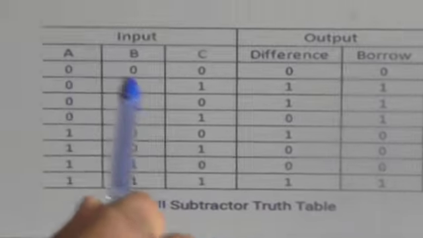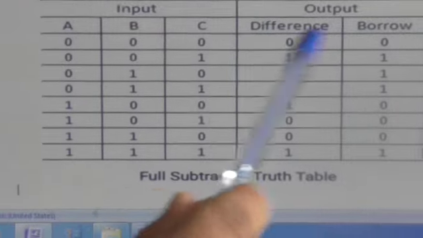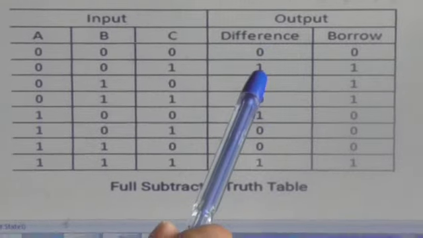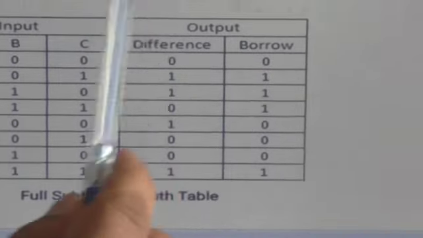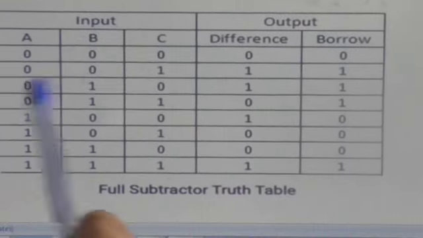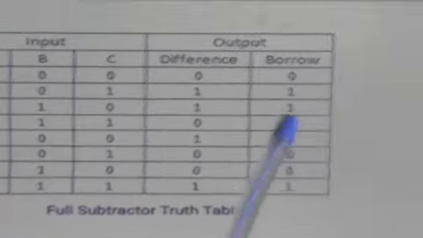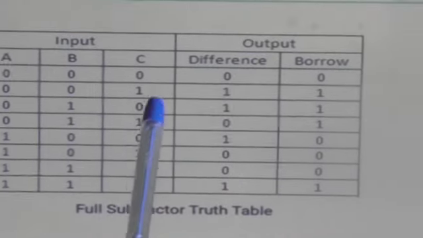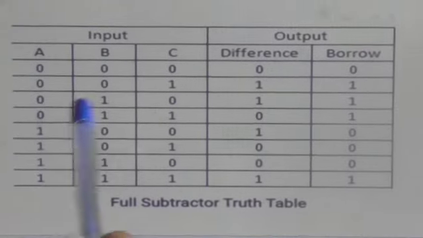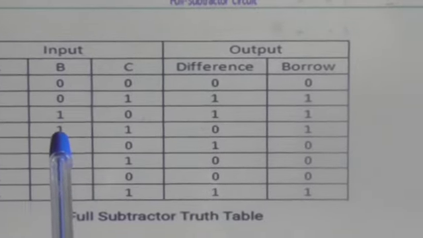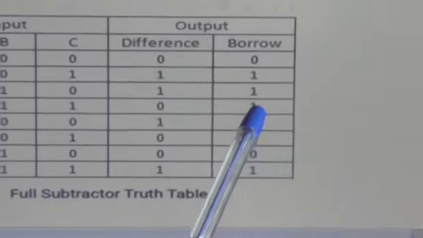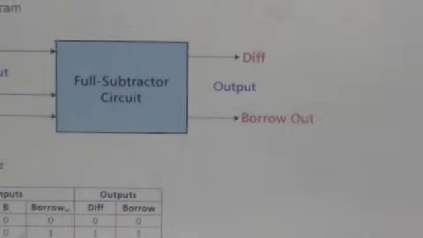Now the condition is 0 0 1. As per our subtraction rule, 0 minus 0 minus 1: difference is 1, borrow is 1. Next condition, 0 1 0: difference is 1, borrow is 1. 0 1 1: difference is 0, borrow is 1. And similarly for all other gates.